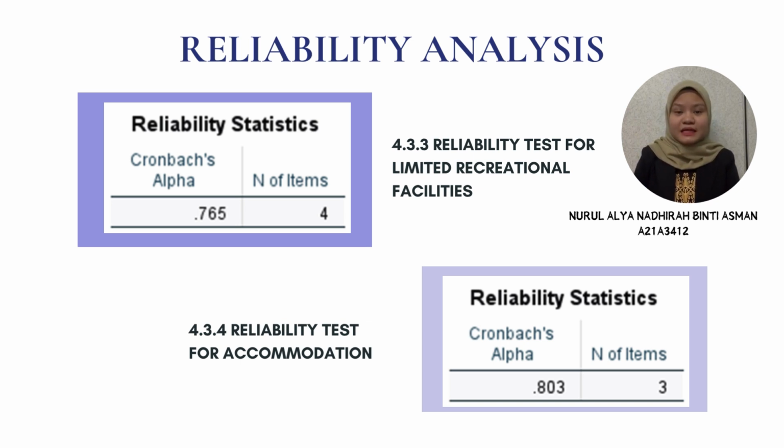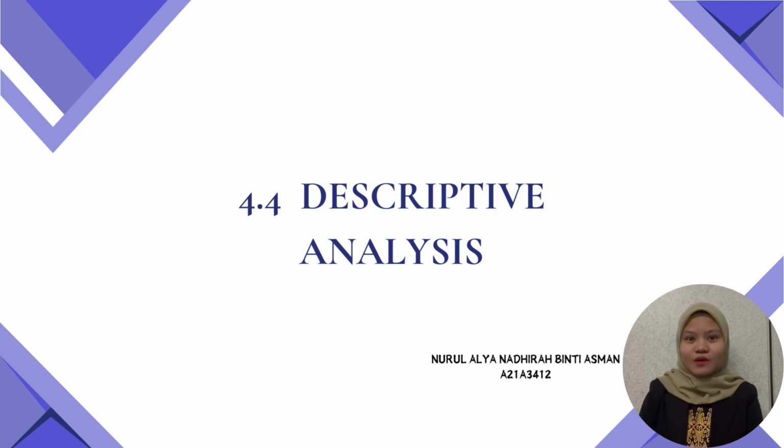Next, the reliability analysis shows a Cronbach's alpha of 0.803 for accommodation, indicating very good reliability. This demonstrates the consistency and stability of accommodation, allowing it to be used in further analysis without removing any items. The independent variable is stable and consistent. Next, I will present about the descriptive analysis.